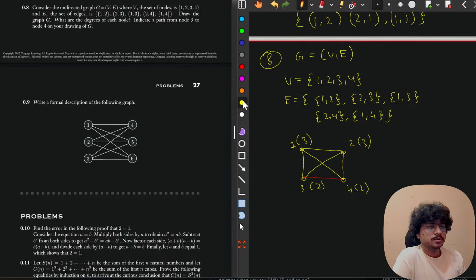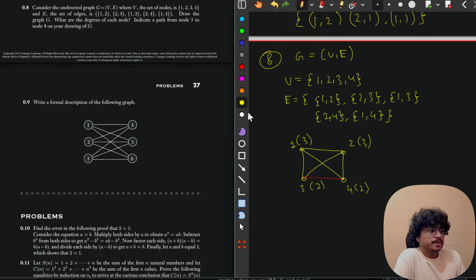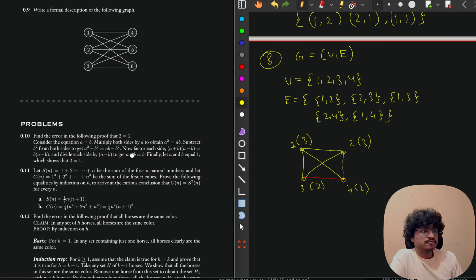Question was this one. Draw the graph of G. I made it. What are degrees of each node? I wrote. Indicate a path from node 3 to node 4 on your drawing of G. Done. Write a formal description of following graph.